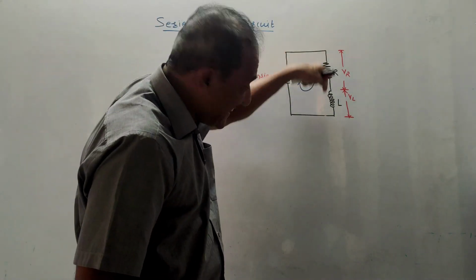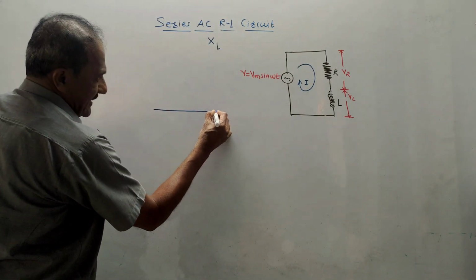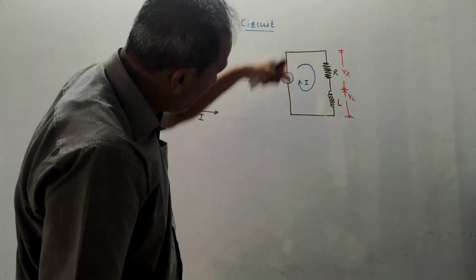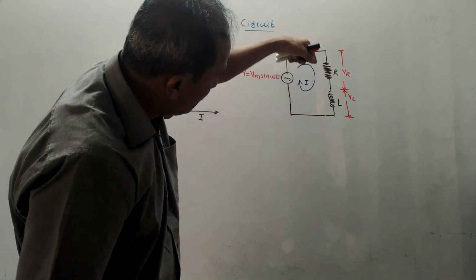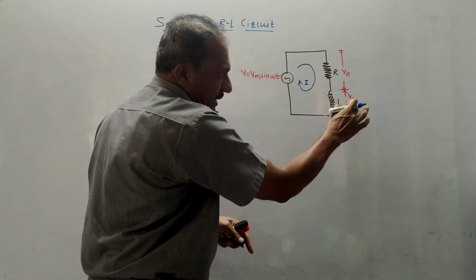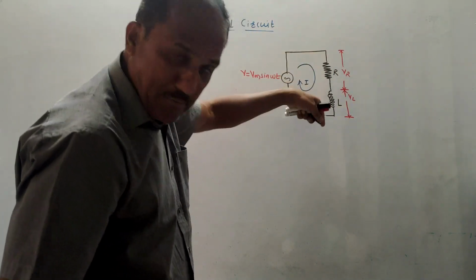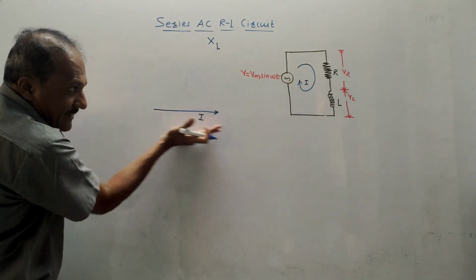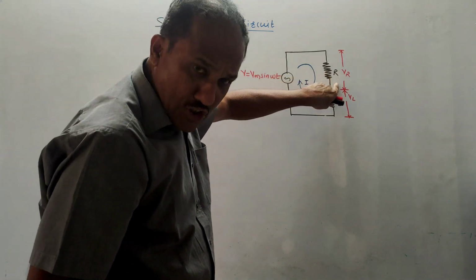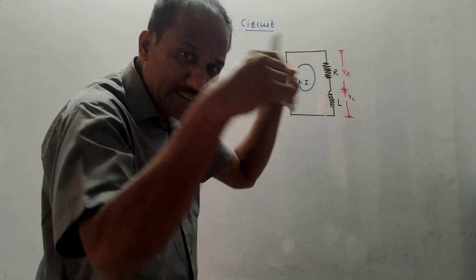So since the current is the same, to draw the phasor diagram, I will take this axis as the reference axis, which is the current axis. Why have I taken current as the reference? Because the same amount of current is flowing through both the components, whereas the voltage across the resistor, VR, is different from the voltage across the inductor, VL. Voltages are different, but current is the same, so I have taken current as the reference. Now, as I said, in case of a resistor, the voltage across the resistor and the current are in the same phase.